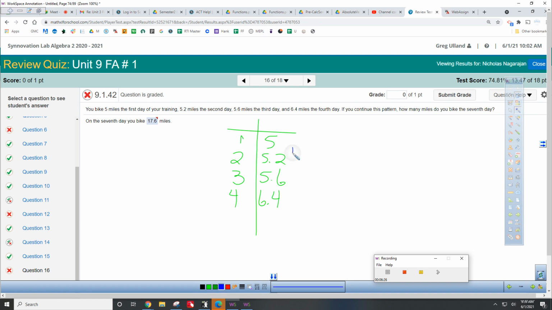We went plus 0.2, and then plus 0.4, and then plus 0.8. So the next one we're going to do plus 1.6. Notice that our plus is doubling every time. So then our fifth one will be 8.0. Now we're going to add 3.2 to that, so our sixth one would be 11.2. And then we're going to add 6.4 to that, so our seventh one would be 17.6.